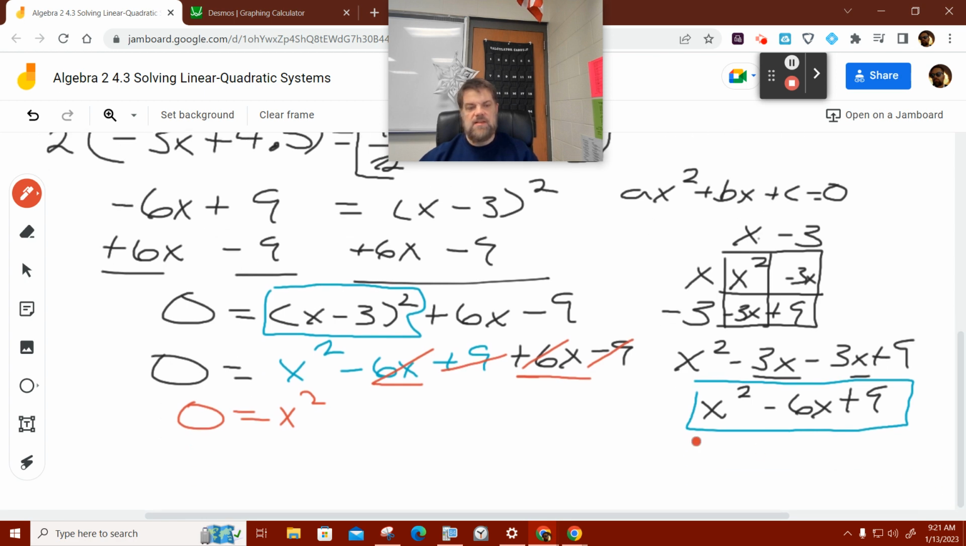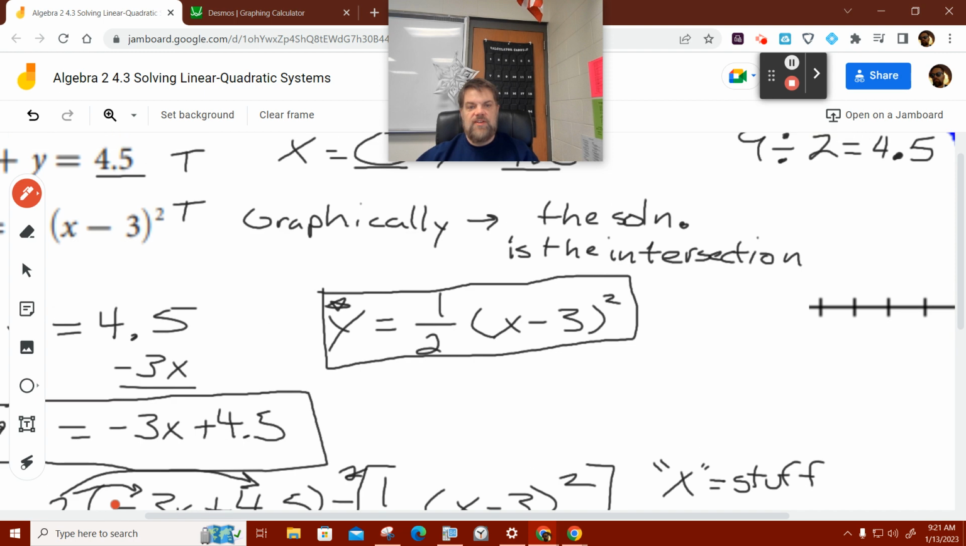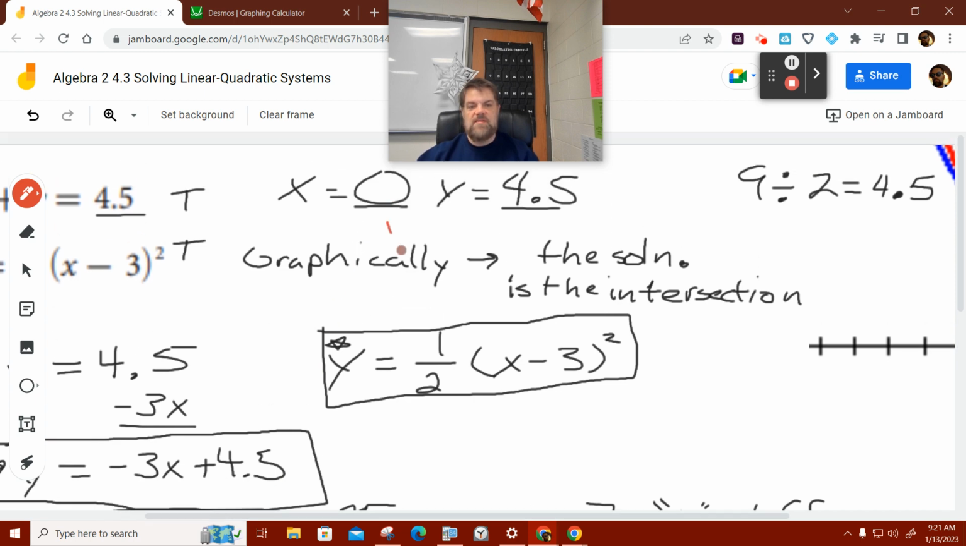Does that make sense? Now, whenever we have a square, we normally take the square root. What's the square root of 0? 0, right? Because 0 times 0, in other words, 0 squared, is equal to 0. Now, normally we do the plus or minus, but 0 is not positive nor negative, so that doesn't count. So our answer is x equals 0. By the way, that's what we said.